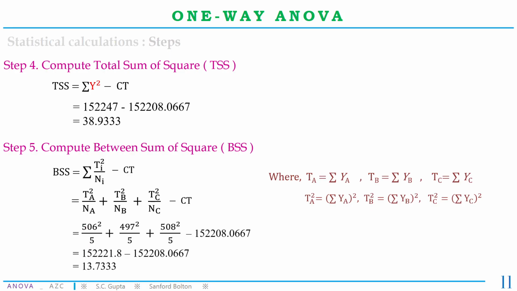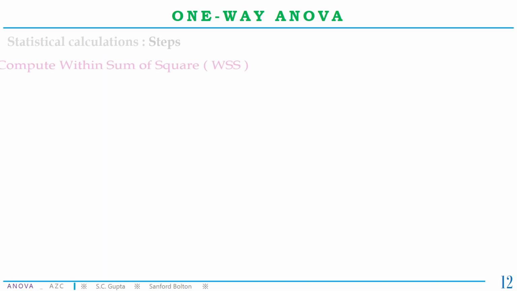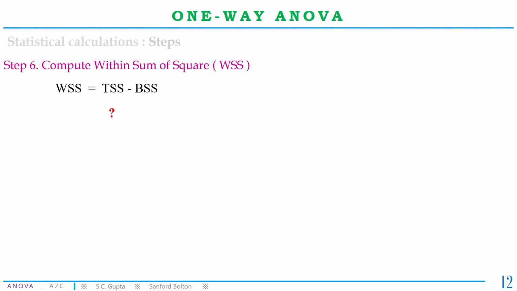BSS obtained is 13.7333. Step 6. Compute within sum of square, WSS. WSS is equal to TSS minus BSS. So, WSS obtained is 25.2.